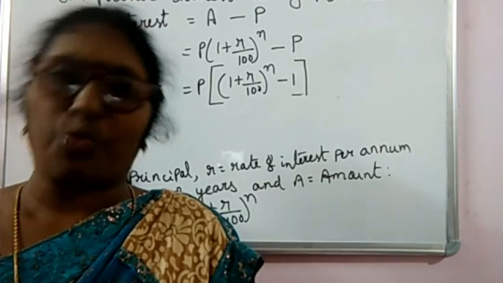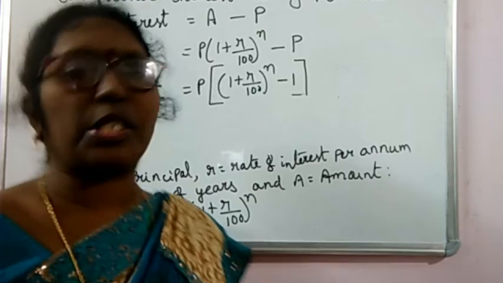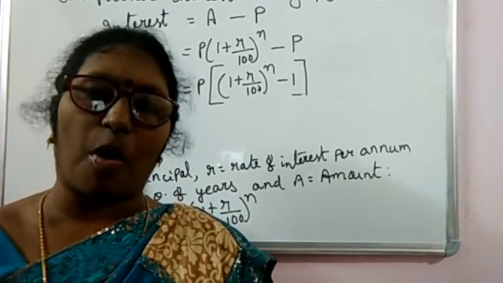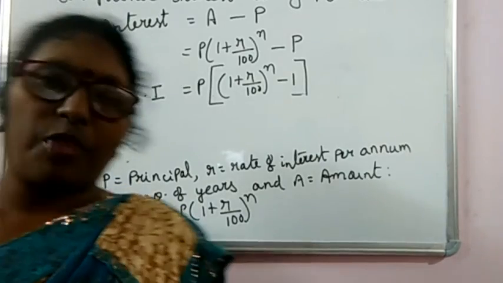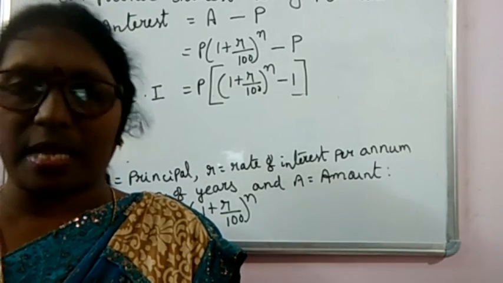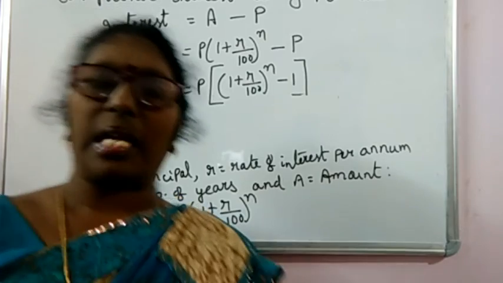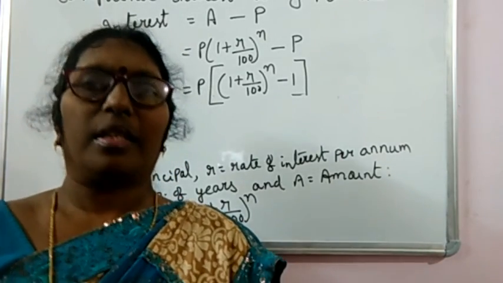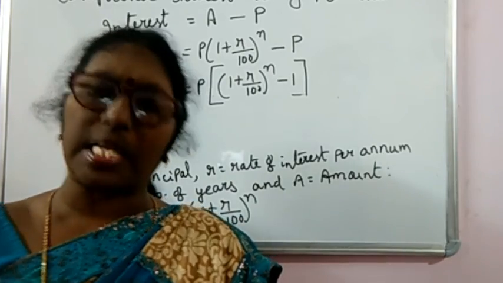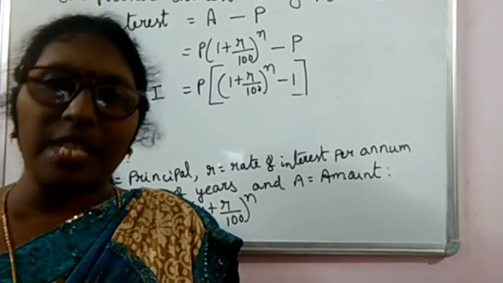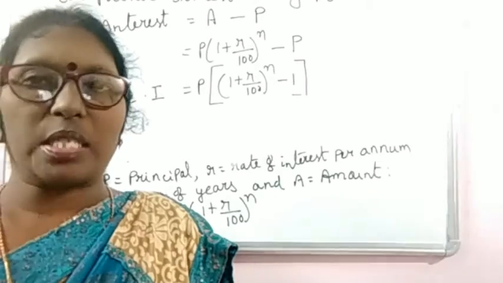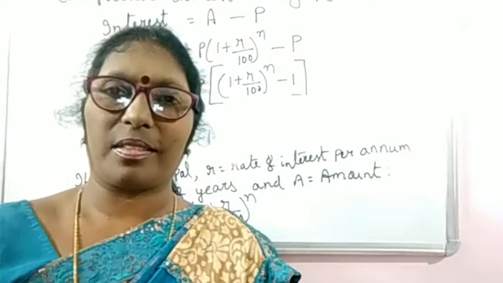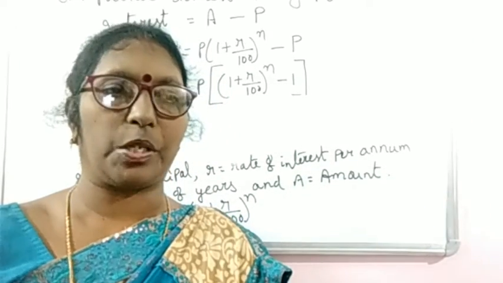Suppose time is 1 year, rate of interest is 10% per annum. So if the interest is compounded annually, R will be 10%, time will be 1, N is 1. If the interest is compounded half yearly, R will be 10 by 2, that is 5% per half year, and N will be 2 because we have 2 half years in 1 year. I hope this is clear to you.